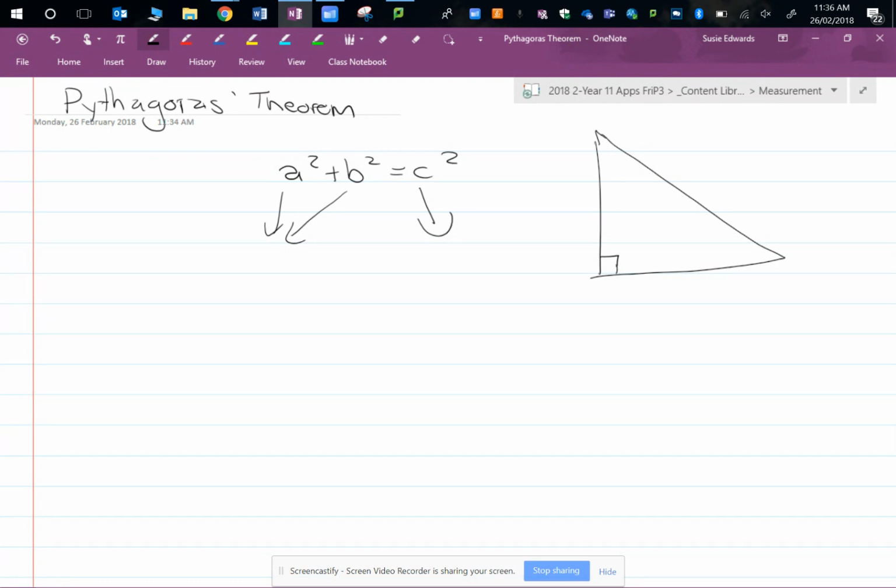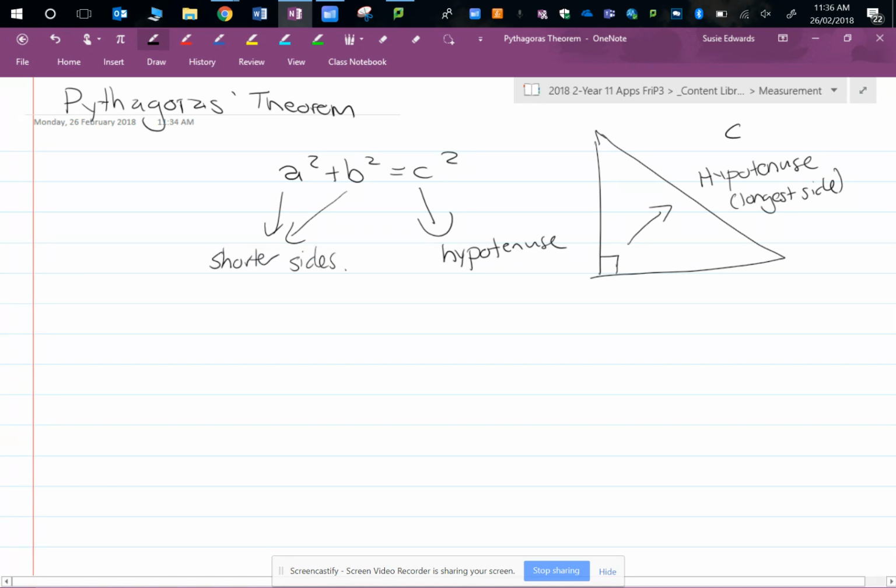It has a hypotenuse, okay? So the side opposite the right angle is called the hypotenuse. What's special about the hypotenuse? It's the longest side. It's always the longest side. And what letter are we going to use to label that? C. Okay, so C is the hypotenuse. It's always going to be the biggest number. The other two sides for Pythagoras, it doesn't matter which one we label A and which one we label B. They're just the shorter sides, and you can pick and choose as you go.